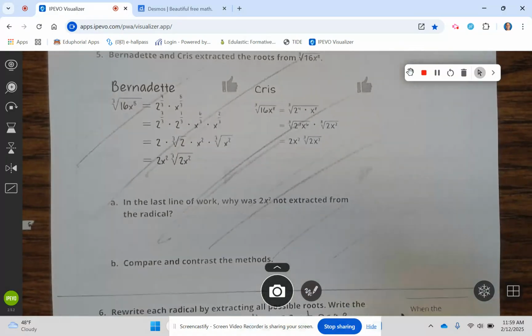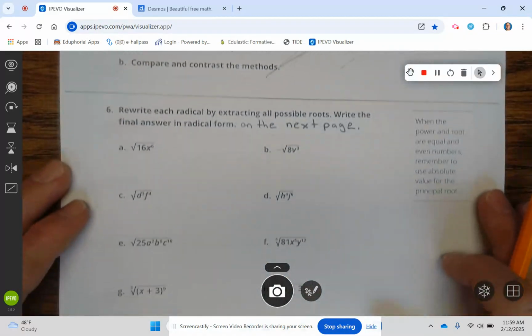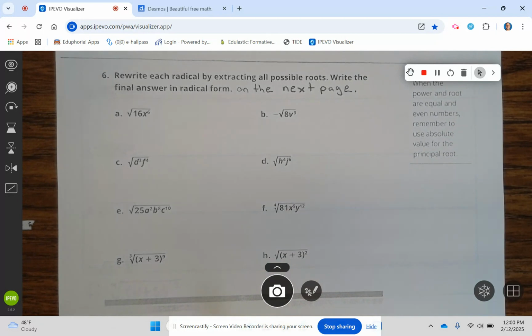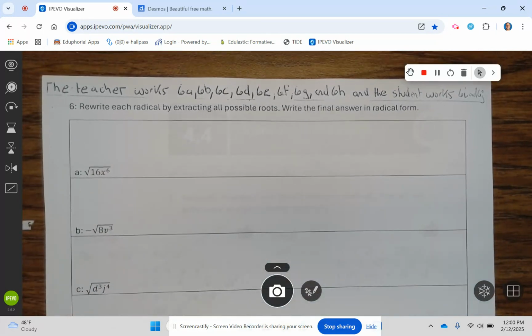All right, go ahead and mark out 5, A and B. 6. Rewrite each radical by extracting all possible roots. Write the answer in radical form. I'm going to do it on the next page. You're going to do it on this page. The teacher works 6A, 6B, 6C, 6D, 6E, 6F, 6G, and 6H, and the student works 6I and 6J.